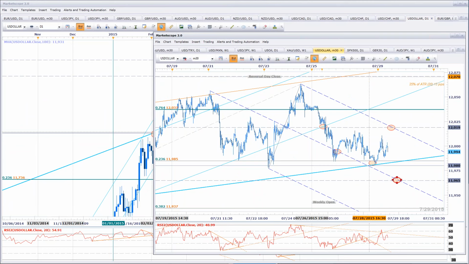Eileen says, glad to see the 30-minute chart on the US dollar lately, can more clearly see it right in the middle of things over the daily chart. So you enjoy that, Eileen? You find that more helpful? Okay, I'll include that more often.